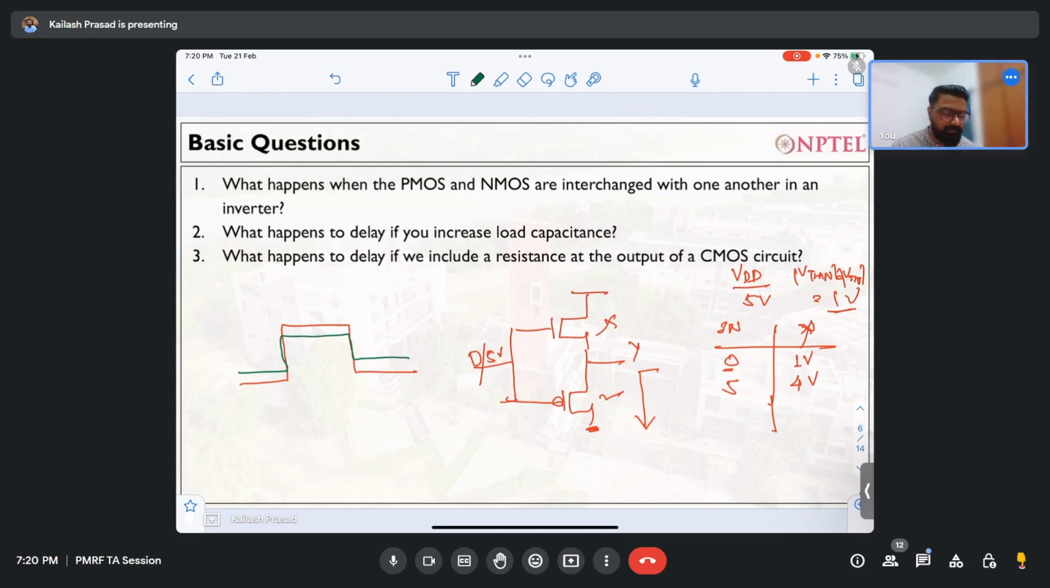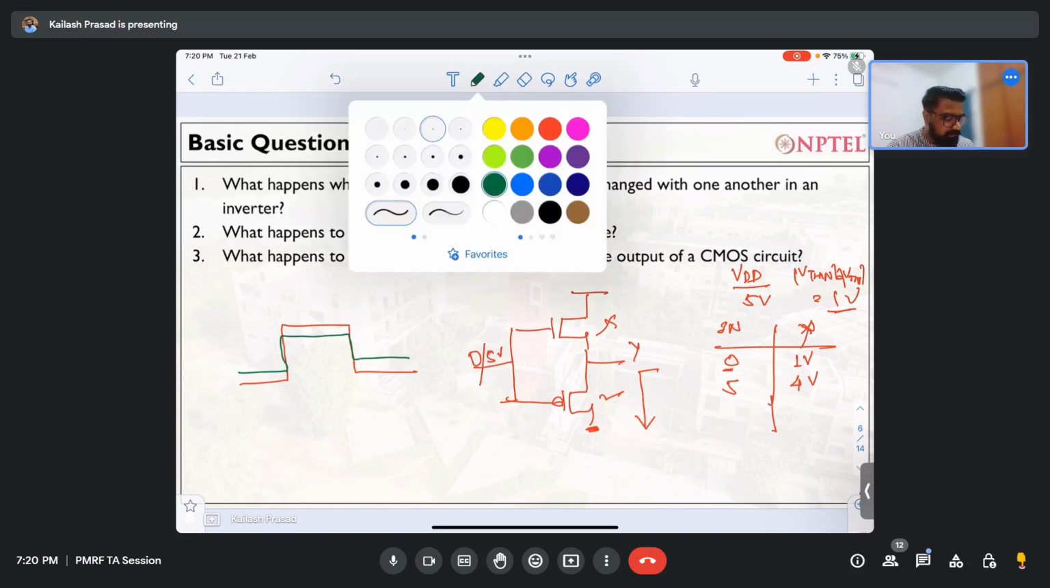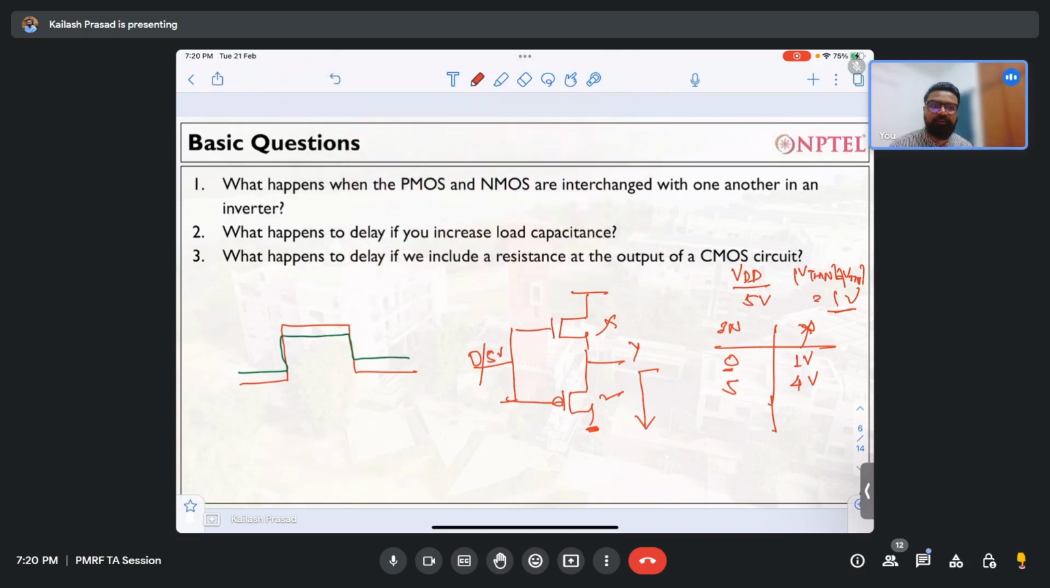It's a bad buffer. What does a good buffer look like? Can anybody answer me? How do we design a good buffer? By using two inverters connected back to back. Exactly. So you have to use two inverters back to back. This is how you design a good buffer. Now you will get the full output change, but you are using four transistors. But yeah, you have to pay the penalty.